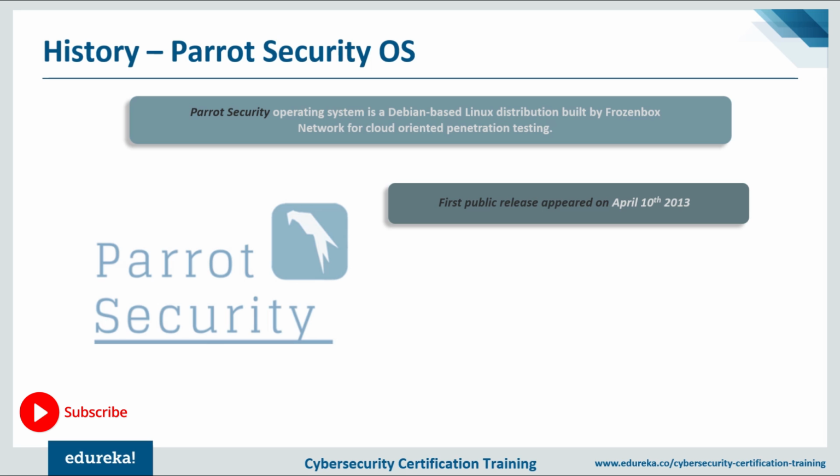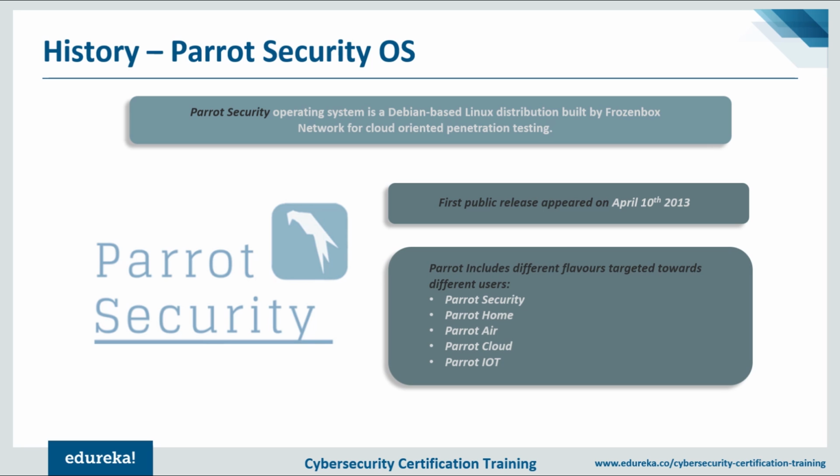Since its release in 2013, Parrot has grown rapidly and currently offers many different flavors targeted towards different use cases. For example, like I said, we have Parrot Security. It's the original Parrot OS and is designed with penetration testing, forensics, hacking, development, and privacy in mind. Then you also have Parrot Home, which is targeted towards desktop users. It strips out the penetration testing packages and presents a nicely configured Debian environment.